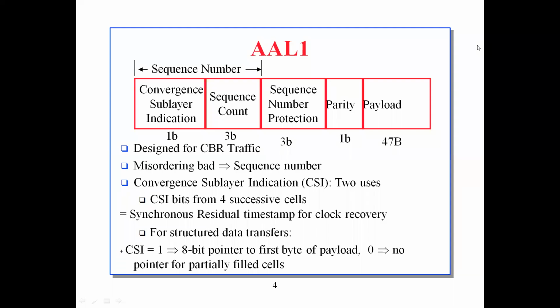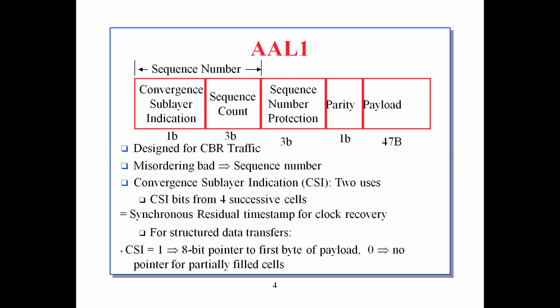AAL1 has a 1-byte header that contains a 3-bit cell sequence number to detect missing and misinserted cells. A 3-bit sequence number protection, like a checksum, allows correction of a single error and detection of a double error in the sequence number field. 1 bit for parity, even parity bit. P cells are used when message boundaries must be preserved. Pointer field is of 1 byte. It is used to give the offset of the start of the next message, or higher order bits are reserved for future use.